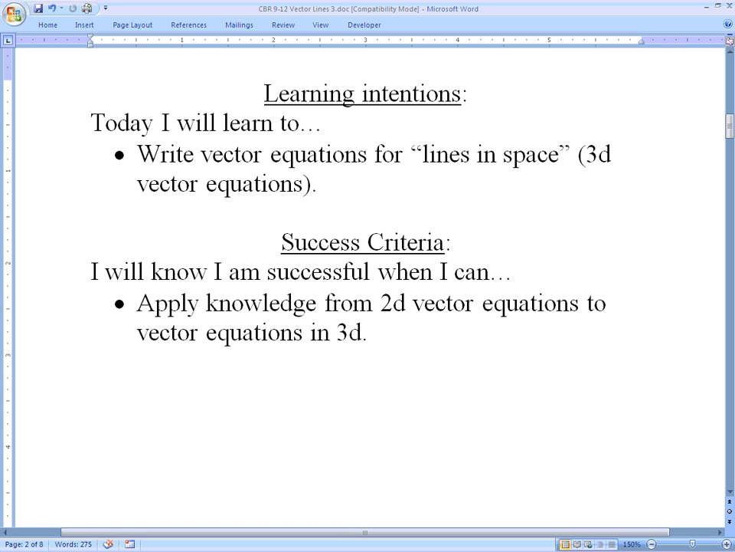We are going to look today at writing vector equations for lines in space. And what I mean by lines in space is 3D vector equations. We want to be able to apply our knowledge from 2D vectors and those equations to now write vector equations in 3D.